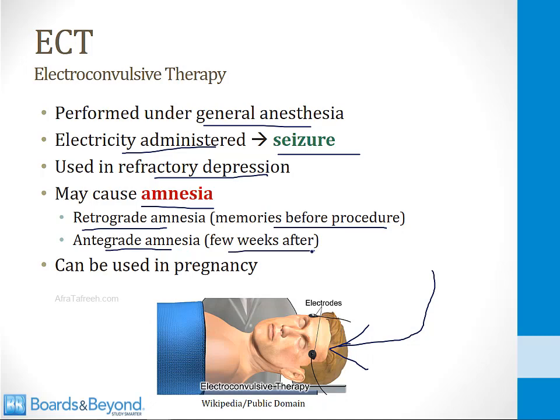And besides the fact that this is used in refractory depression, you should also know that it's sometimes used in pregnancy. That's because women who are pregnant or who have just delivered a baby and have severe symptoms can have this treatment without exposing the baby to drugs. And that concludes our video on mood disorders.